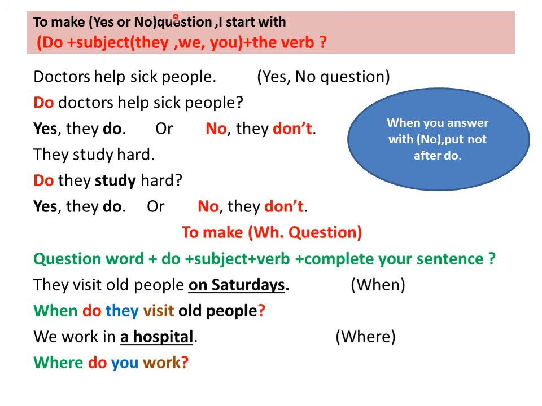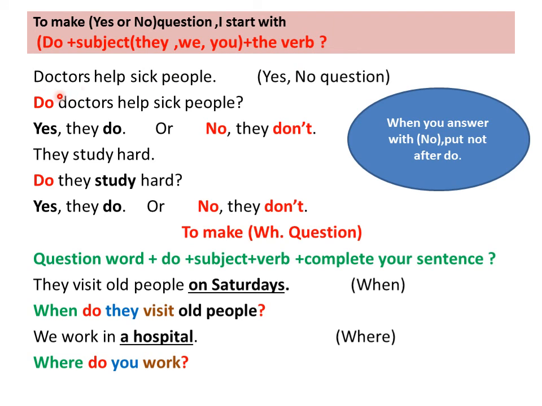How to make a yes or no question? Yes or no question means that you will answer with yes or no. So you're going to start with do, and then the subject. The subject could be they or we or you or any plural noun. Then the verb, and don't forget your question mark.